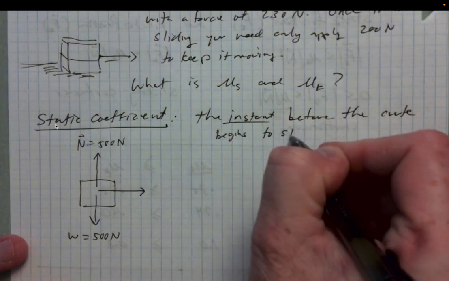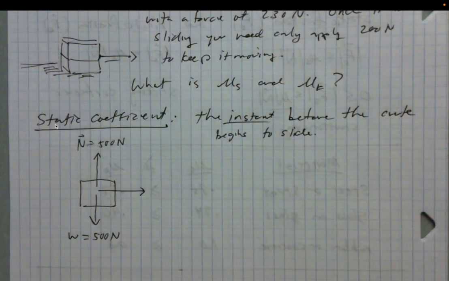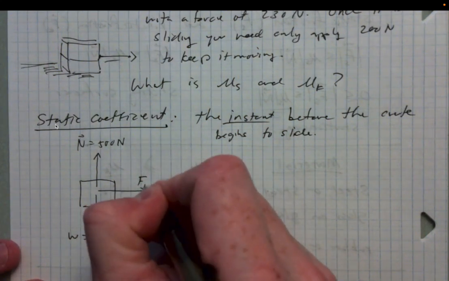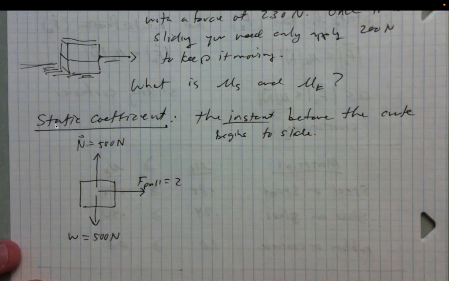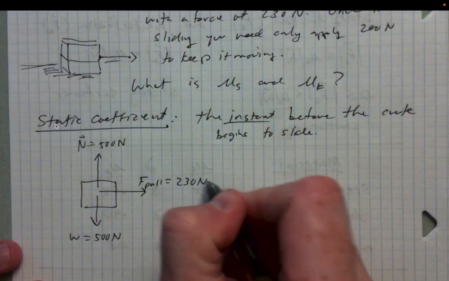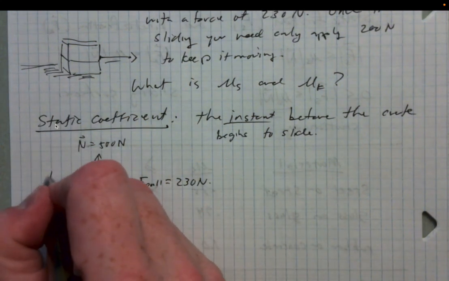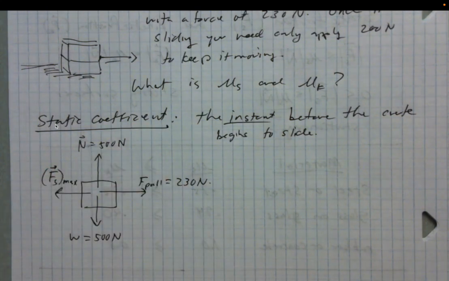Okay, so basically we're trying to max out that static friction force. So there's going to be a pull here, and I'm going to put it at 230 newtons, but maybe it's 229.99995 or something. I'm going to write 230 newtons though. And I've got some static friction force that represents something very close to the maximum.